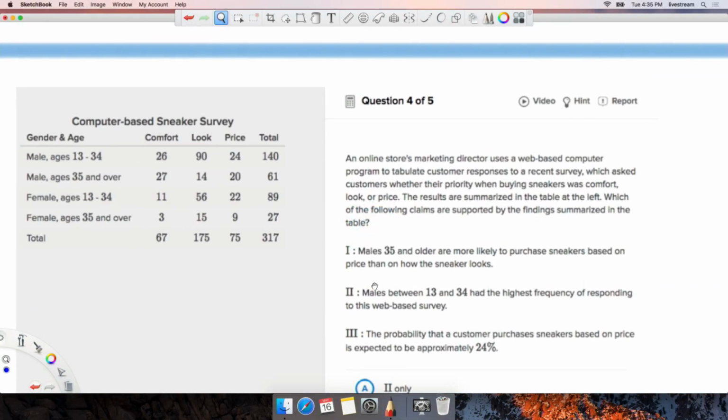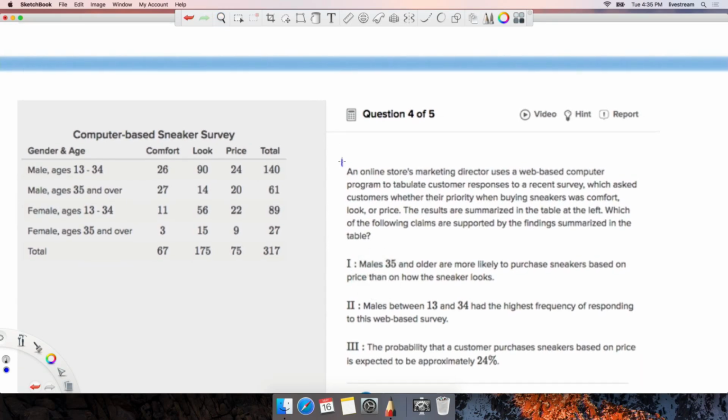Okay, so I'm just going to zoom in here for now, and I'm going to start over here first, the table second, and then these answer choices third. So an online store's marketing director uses a web-based computer program to tabulate customer responses to a survey, which asked customers whether their priority when buying sneakers was comfort, look, or price. Okay, that seems important. The results are summarized in the table at left. Which of the following claims are supported by the findings in the table? Okay, so I've got a survey about shoes and the priorities, so that makes sense.